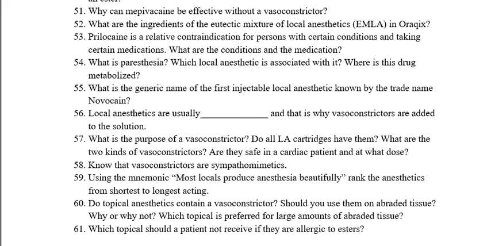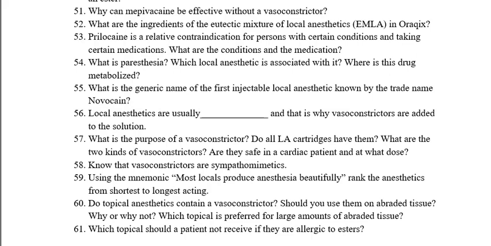Paresthesia. Paresthesia is like a continued sense of numbness. It's usually tingling that people have. The local anesthetic that's associated with it is articaine, and that drug articaine is metabolized both... It has a little ester component to it, so it's metabolized in both the blood plasma and in the liver. The generic name of the first injectable local anesthetic is procaine.